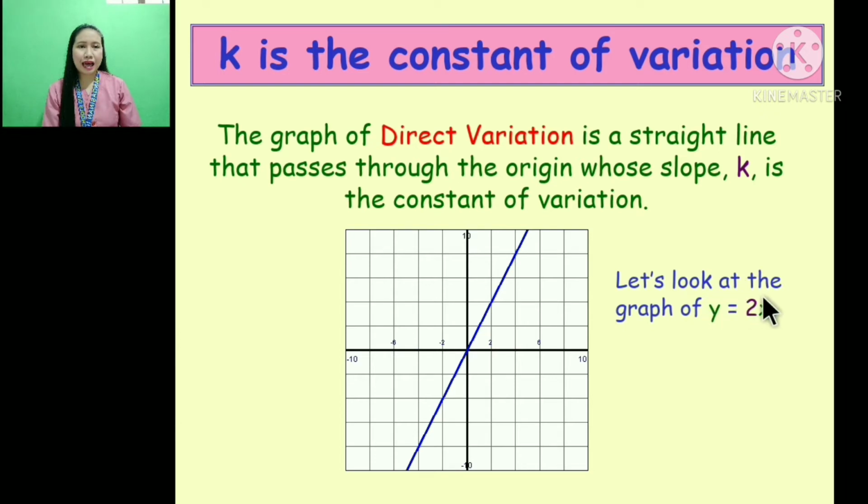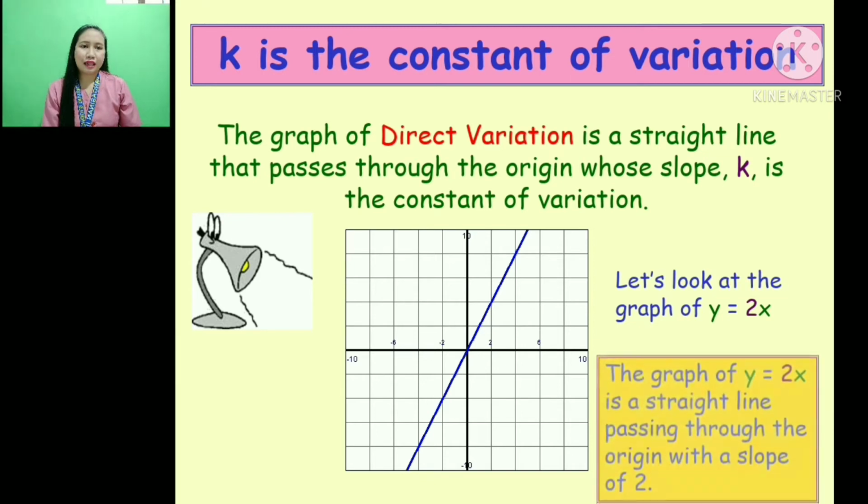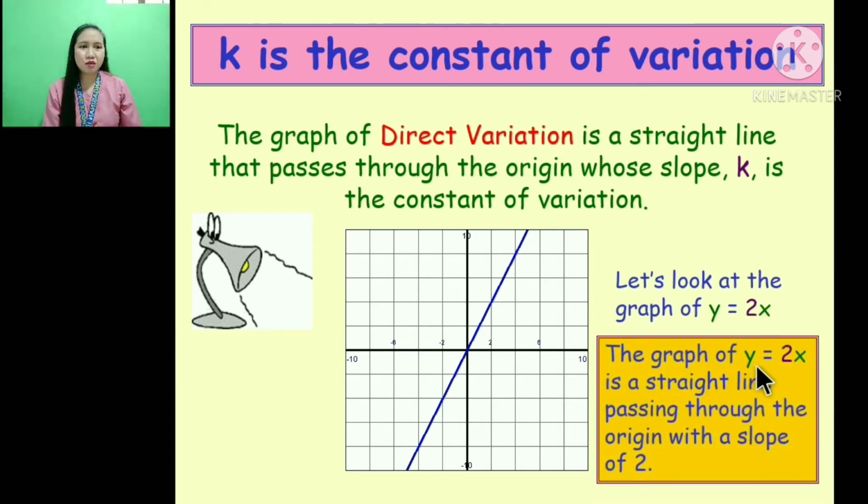So let's look at the graph of y is equal to 2x. So we have here the graph. As you can see, we have here a straight line that passes through the origin. So we have here the origin and we have here the straight line. Okay, so the graph of y is equal to 2x is a straight line passing through the origin with a slope of 2. Again, our slope or k here is 2.